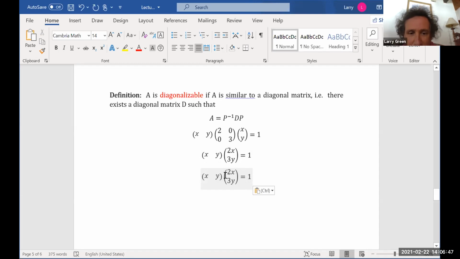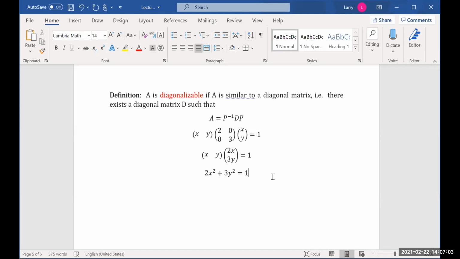So that's going to be, when you're done, 2x squared plus 3y squared equals 1. In a word, what is that? One word? Ellipse. An ellipse. Okay, so that's an ellipse. Do y'all agree?